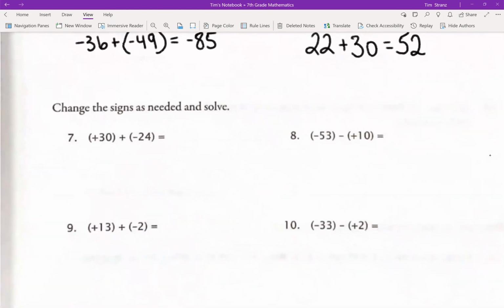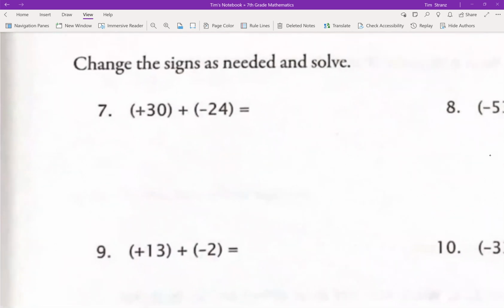Okay, number 7, change the signs as needed and solve. So if you don't want to change them, you don't have to in this one. Change the signs as needed. So for number 7, we just have 30 plus a negative 24. That's the same thing as saying 30 minus 24, right? And when we say 30 minus 24, we get a positive 6.